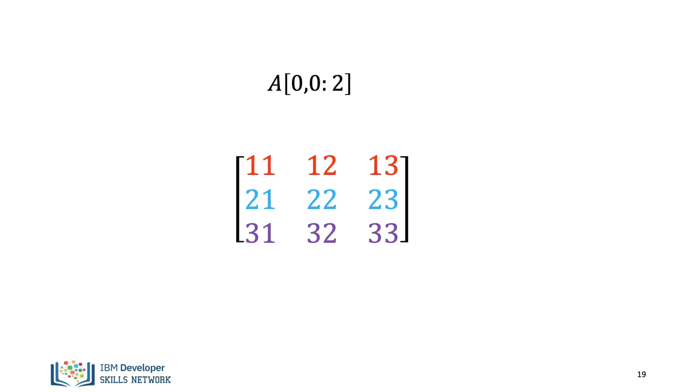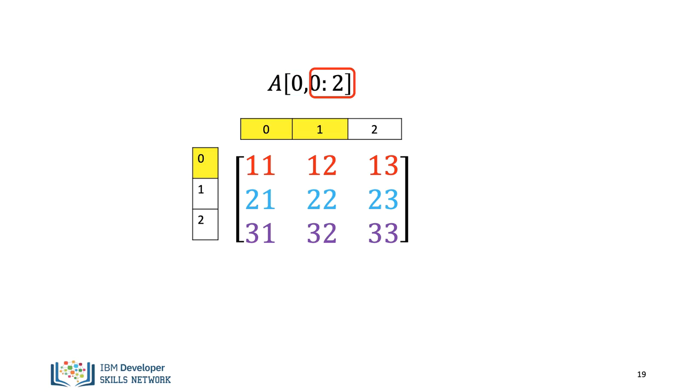We can also use slicing in 2D tensors. The first index corresponds to the first row. The second index represents the first 2 columns, and we extract the elements 11 and 12 from the tensor.